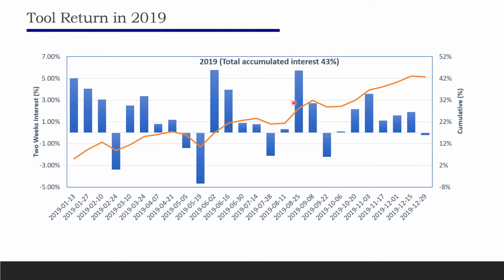In 2019, again, you can see the return of this method was something around 42% at the end of the year. The minimum return happened in the first half of May, and it was something around -5%, and the maximum also again a bit more than 5%, 6%.